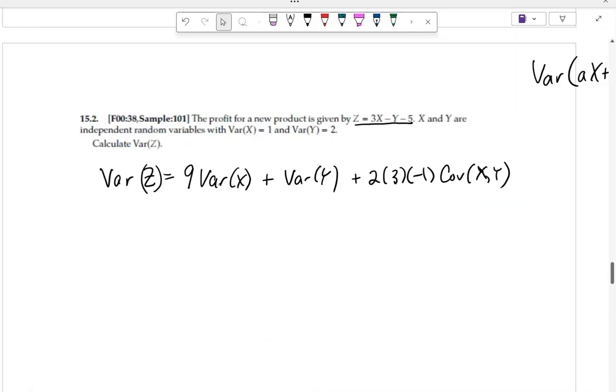And they tell you in this problem that the variance of x is 1 and the variance of y is 2. What they didn't tell you explicitly is what the covariance is, but you might be able to guess what word is telling you about the covariance.